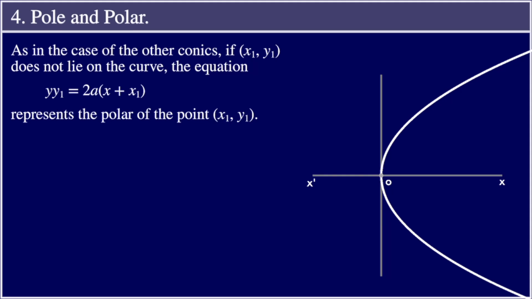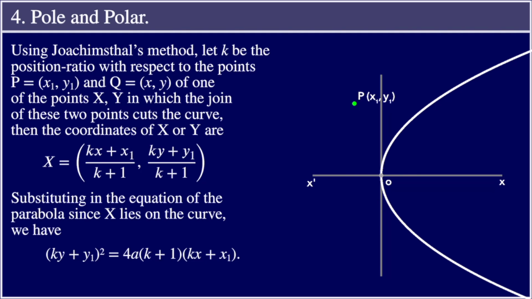As in the case of the other conics, if (x₁, y₁) does not lie on the curve, the equation y₁y = 2a(x + x₁) represents the polar of the point (x₁, y₁). Using Joachimsthal's method, let k be the position ratio with respect to the points P = (x₁, y₁) and Q = (x, y) of one of the points X or Y in which the join of these two points cuts the curve.